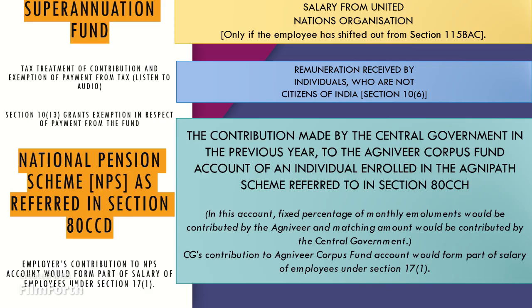Remuneration received by individuals who are not citizens of India, Section 10(6). Individual assessees who are not citizens of India are entitled to certain exemptions. Remuneration received by officials of embassies etc. of foreign states: the remuneration received by a person for services as an official of an embassy, high commission, legation, commission, consulate, or the trade representation of a foreign state, or as a member of the staff of any of these officials, is exempt.